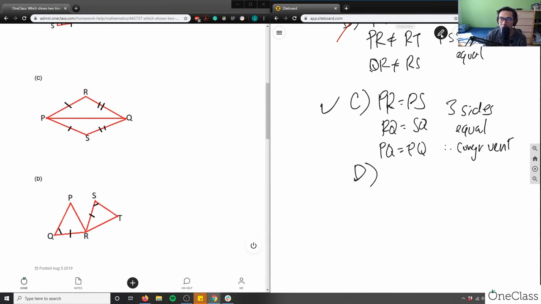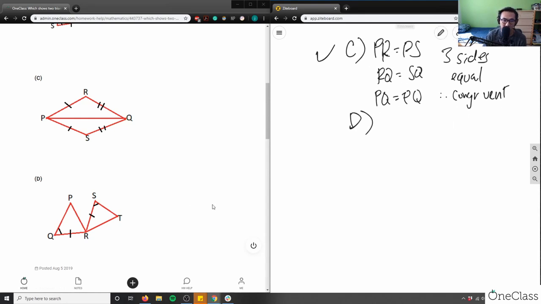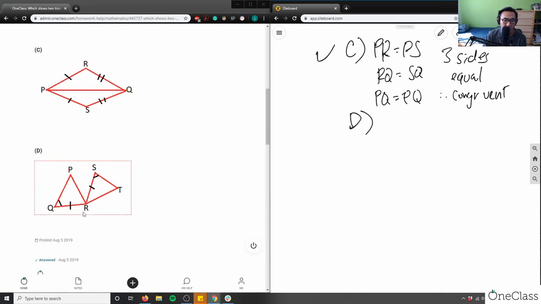But let me prove to you that D is not the correct answer. So I have PQR and RST here. Again, on side QR, I have the line here and the line here, so QR is equal to RS. That's good, that's one side that's equal. And then I look at the angles here, this angle and this angle.